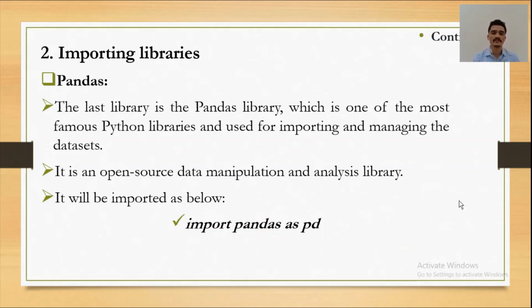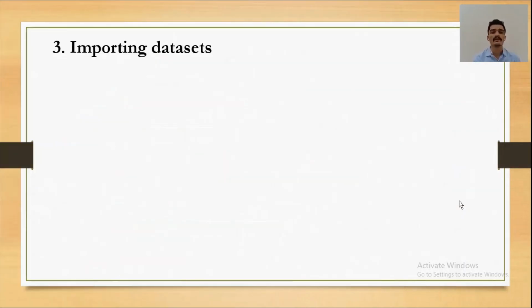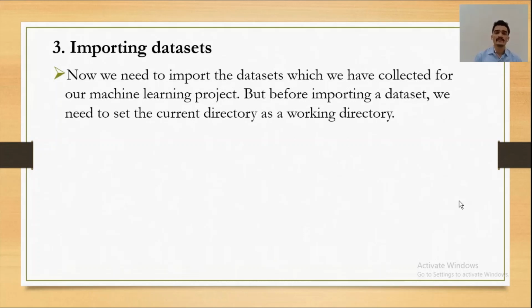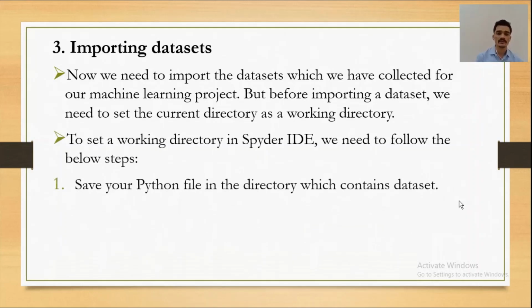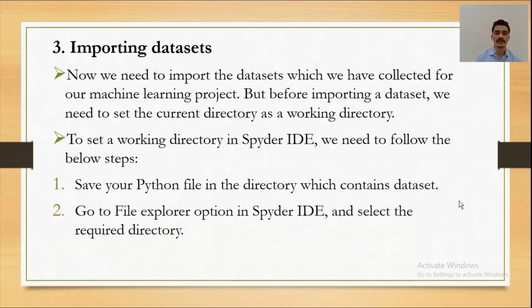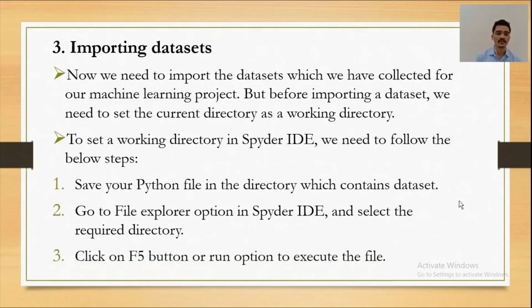Moving on to the next, importing datasets. Third one is importing dataset. We need to import the datasets which we have collected for our machine learning model or machine learning project. But before importing the dataset, we need to set the current directory as the working directory. So these are the steps below. To set the working directory in Spyder, we need to follow the below steps. Save the Python file in our directory which contains the dataset. Go to the File Explorer option in Spyder IDE and select the required directory. Click the F5 button or Run option to execute the file.